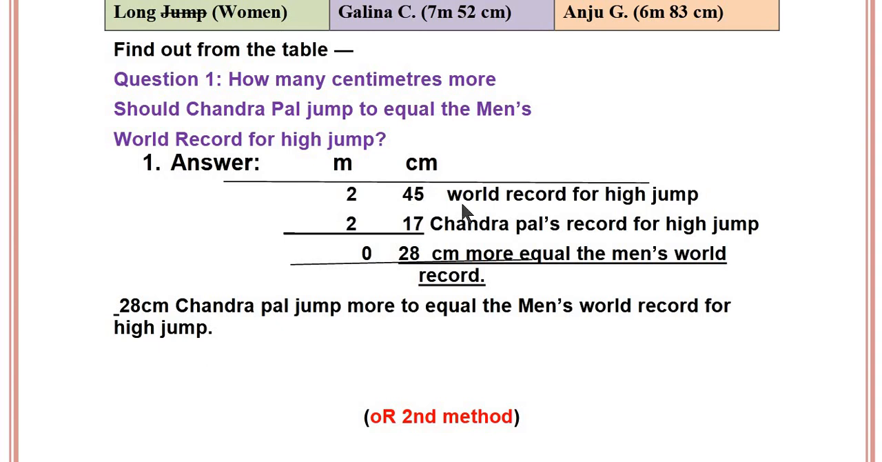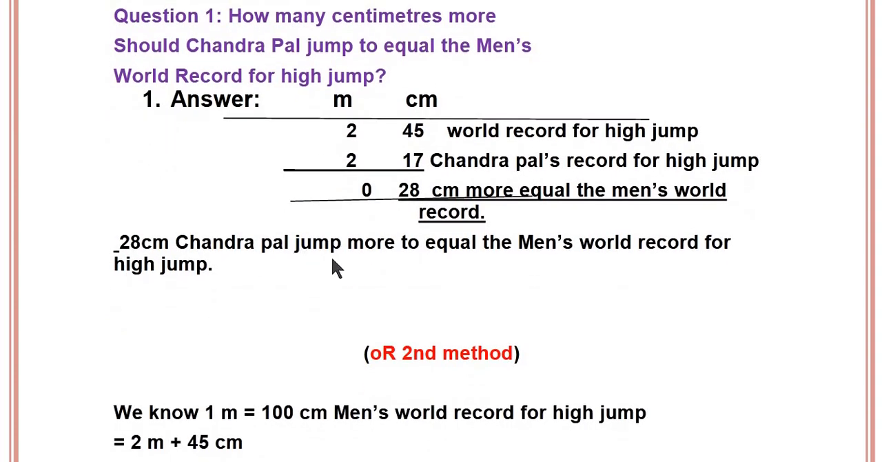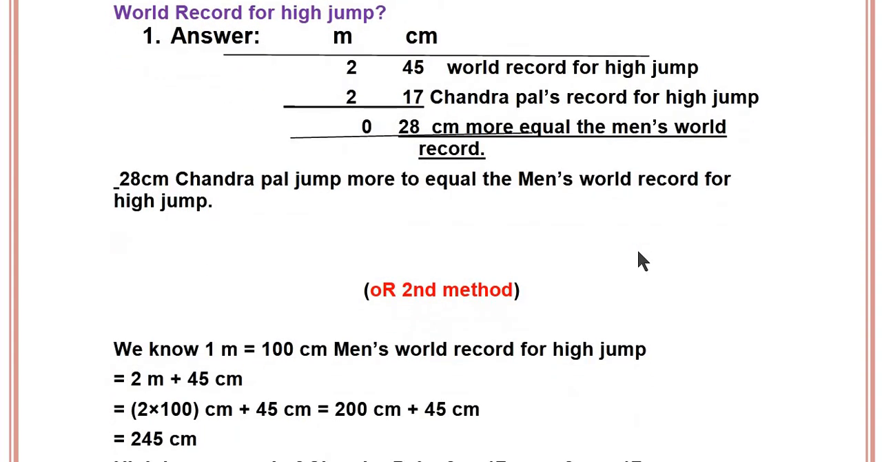2 meter and 45 centimeter is the world record for high jump, minus 2 meter and 17 centimeter, Chandrapal's record for high jump. So the difference is 28 centimeter more to equal the men's world record. So Chandrapal must jump 28 centimeter more to equal the men's world record for high jump.